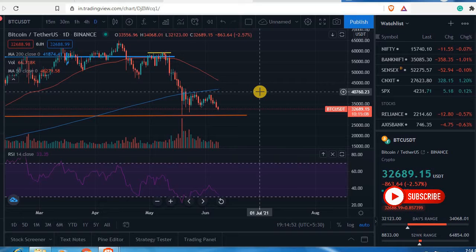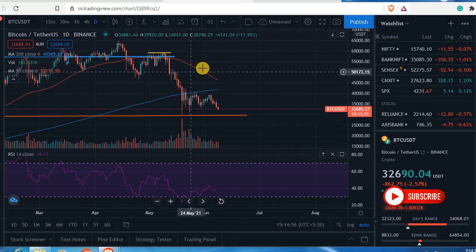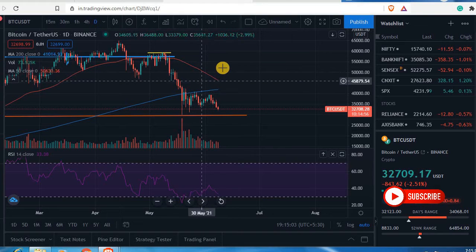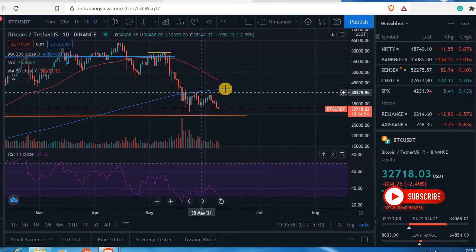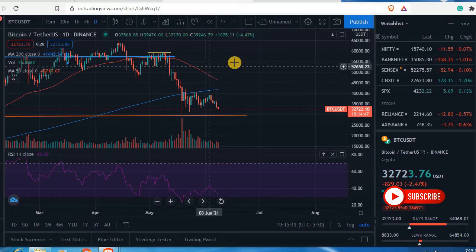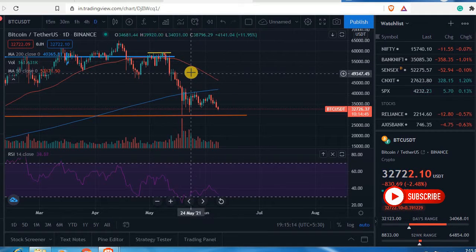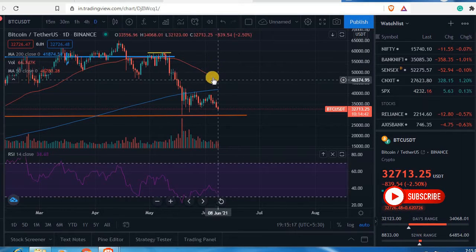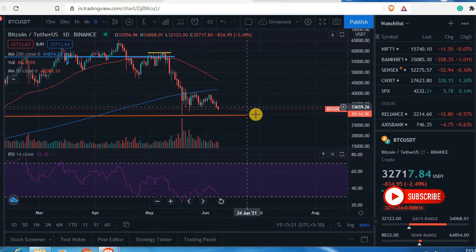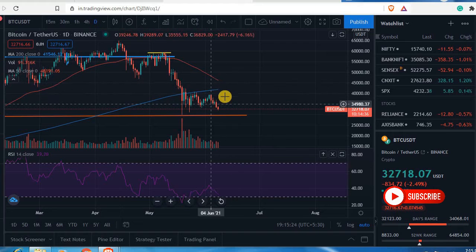Now something which is going to happen in the charts. If you see these two important indicators, the red one which you are seeing, that is the 50 days moving average, and this blue one is the 200 days moving average, right? So whenever on a chart the 50 days moving average crosses the 200-day moving average and comes below it, it is known as a death cross, right?